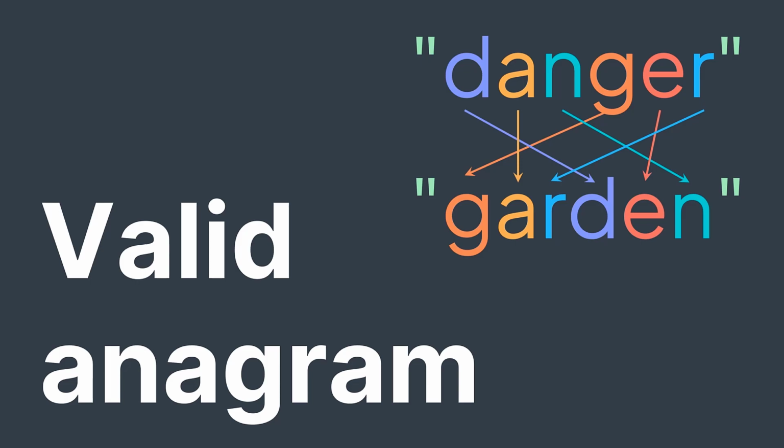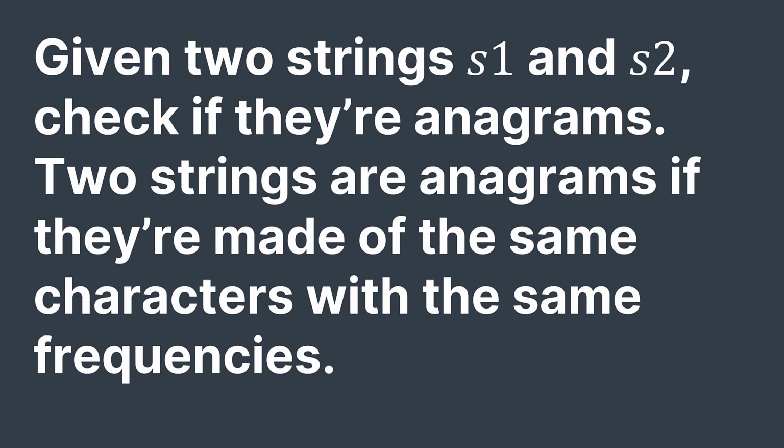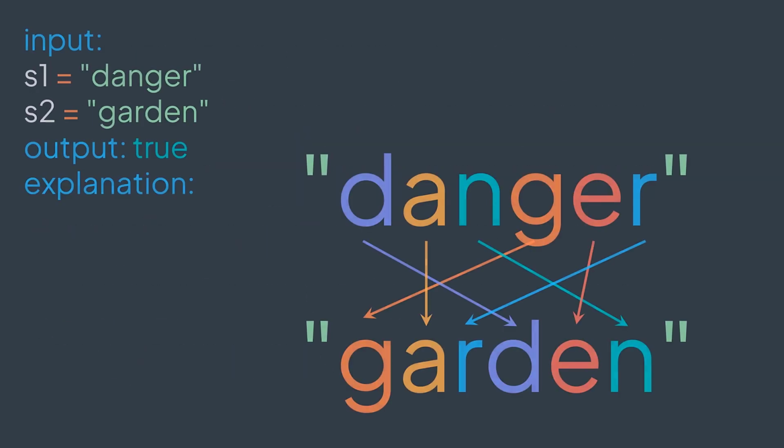Welcome to this video where we will solve the first problem of this course, valid anagram, a quite easy problem compared to next ones. We are given two strings s1 and s2 and we are asked to check if they're anagrams. Two strings are anagrams if they're made of the same characters with the same frequency, just in a different order. For example, with the strings danger and garden, we take one of them, we rearrange its characters, and we get the other one.